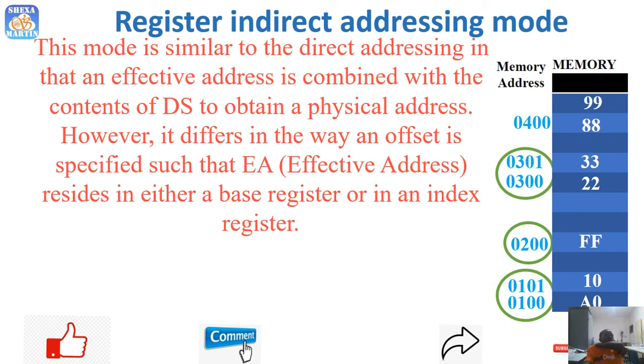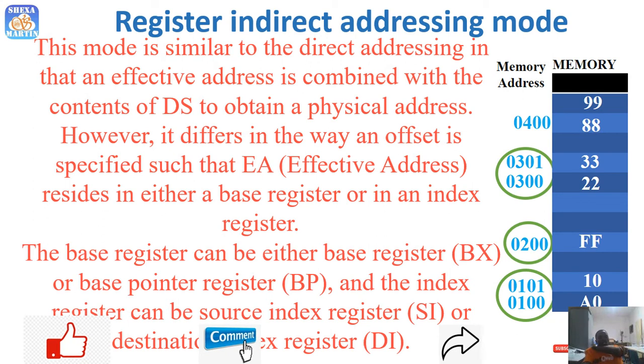We have talked about this in the previous lecture. So keep on checking the top of this, so that you may see some suggested videos or suggested practical lectures that we have covered earlier. However, it differs in the way an offset is specified, such that the effective address resides in either a base register or an index register. Like said before, whenever we want to access memory, the four registers that we use are base register, base pointer, source index, destination index. The base register can be either base register or base pointer, and the index register can be source index or destination index register.